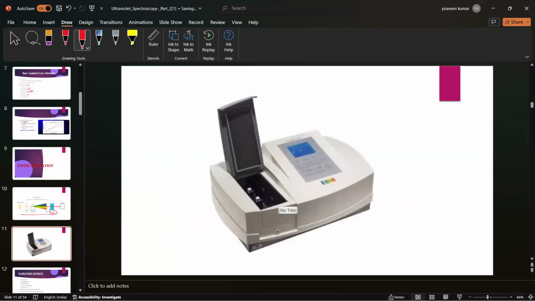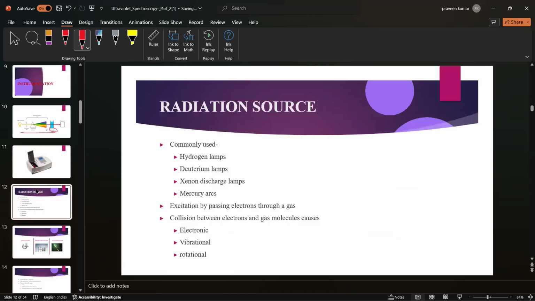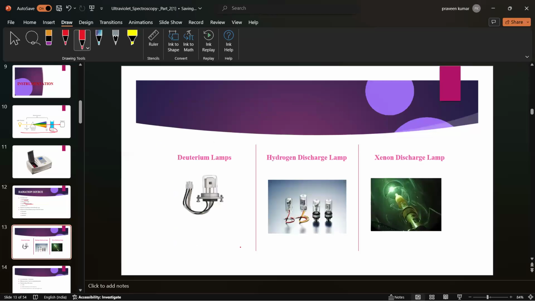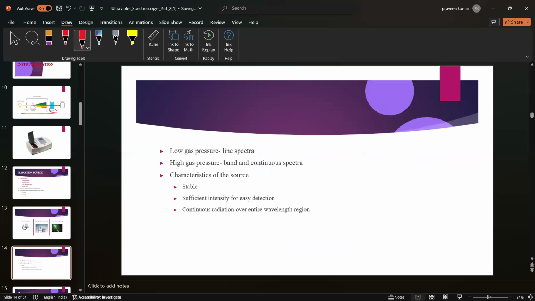So this is the basic instrumentation of the UV. Here we can see that we keep the reference cell here and the sample cell here. So the radiation source, as I mentioned earlier, you guys have answered it: the hydrogen lamp, deuterium lamp, xenon discharge lamp, mercury arc lamp. These are the different types of lamps which have been used.